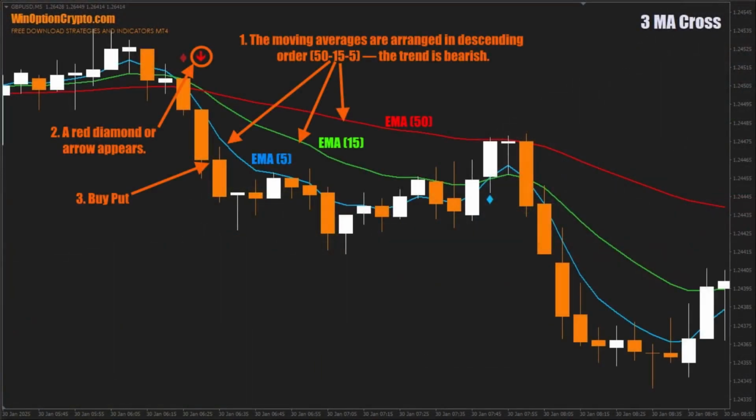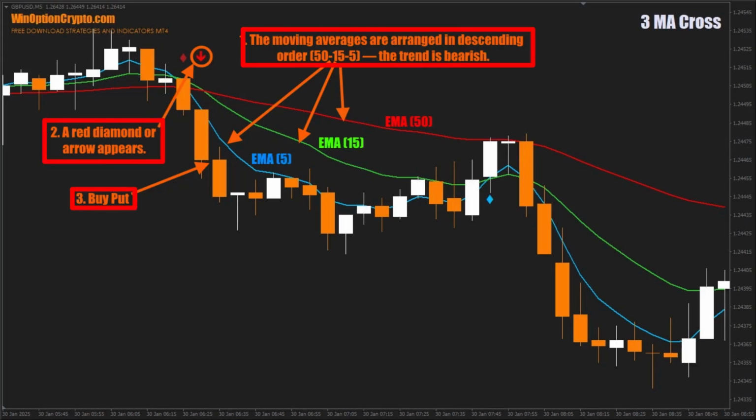To buy put options, the following conditions must be met. 1. The moving averages are located on top of each other in descending order of their calculation period. The market is in a downward trend. 2. A red diamond or arrow appears. 3. At the opening of a new candle, we buy the put option.